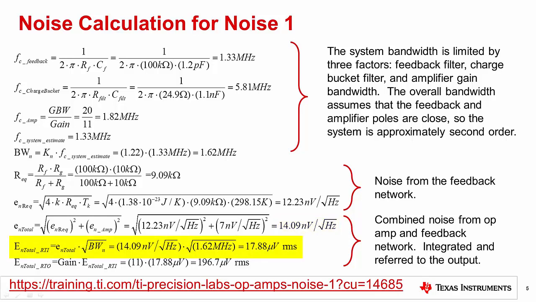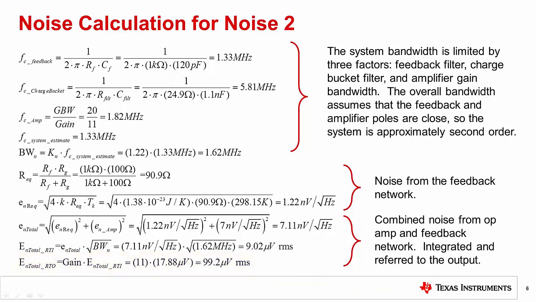Next, we convert the spectral density to RMS noise by multiplying by the square root of the noise bandwidth. Finally, we multiply the RMS input noise by the noise gain to find the output noise. This slide shows the noise calculation for the Noise 2 circuit. This calculation is almost identical to the last one, except that the equivalent feedback resistance is much lower.